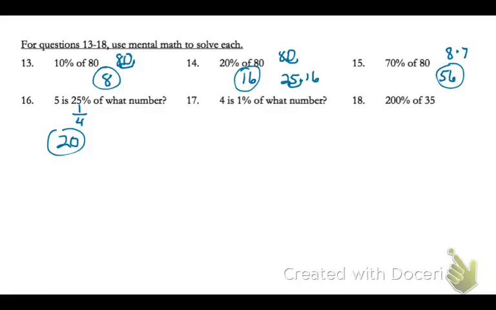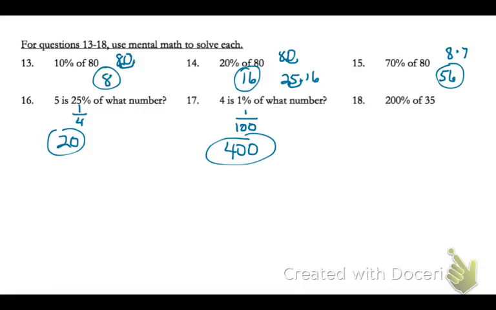I can do the same thing on number 17. 4 is 1% of what number? I can think of 1%. Remember, percent means out of 100. So this is 1/100th. So if I take 4 times 100, I can find out that number. And so 4 is 1% of 400.